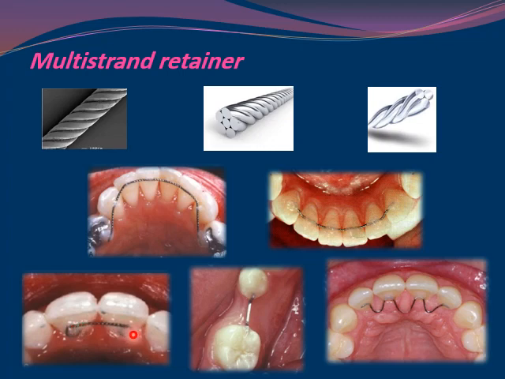In certain cases we can do small U-loop as a modification, بالإضافة للchemical retention we get mechanical retention. هذا أيضا نوع من أنواع المالتي ستراند retainer. Also we can use high gauge stainless steel wire, يكون thick wire, to keep space for pontic or implant.